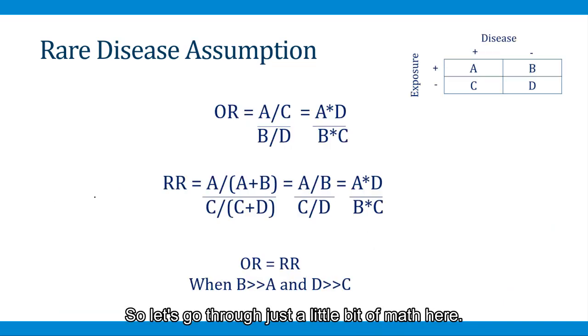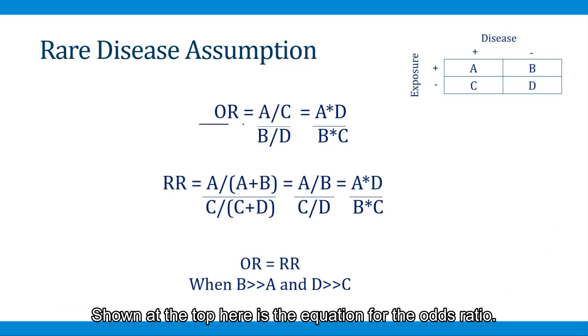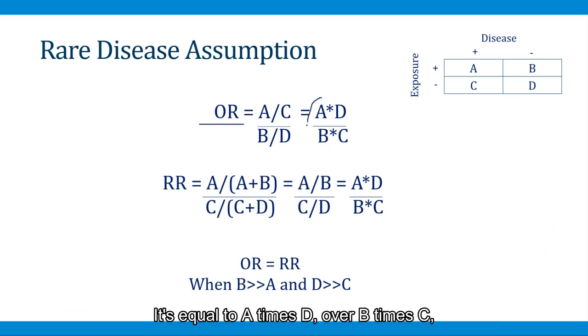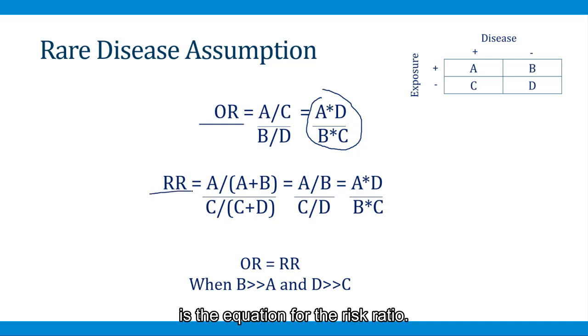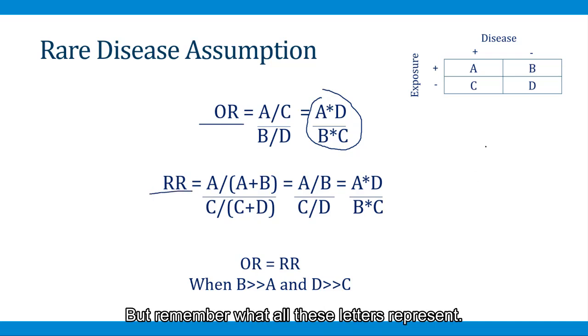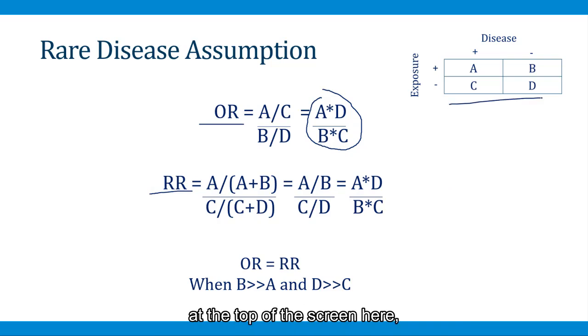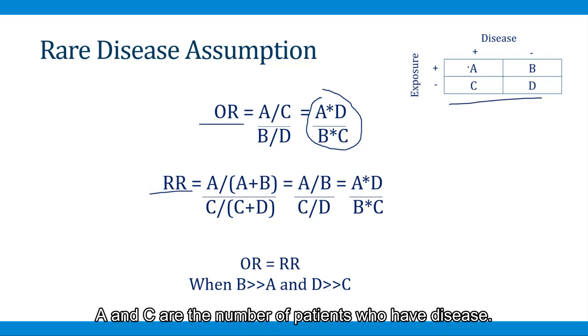So let's go through just a little bit of math here. Shown at the top here is the equation for the odds ratio. It's equal to A times D over B times C, just like we talked about a few slides ago. In the middle of the screen is the equation for the risk ratio, but remember what all these letters represent. If we look at the 2x2 table at the top of the screen here, A and C are the number of patients who have disease.